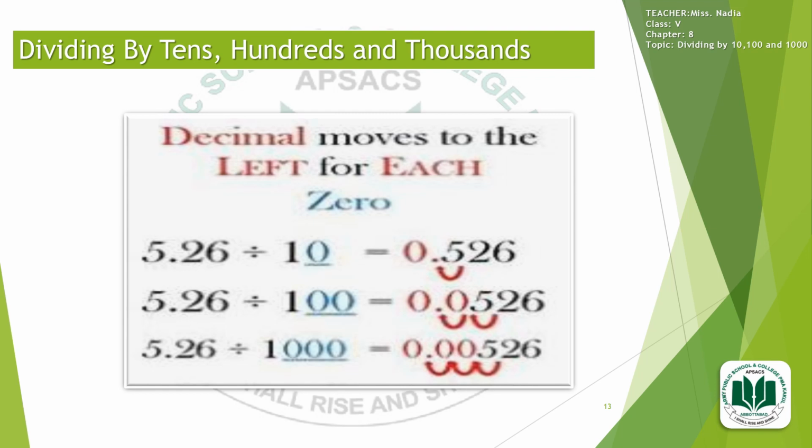Now we will learn how to divide decimals by 10, 100 and 1000. Number 1, 5.26 divided by 10 is equal to 0.526. Number 2, 5.26 divided by 100 is equal to 0.0526. Number 3, 5.26 divided by 1000 is equal to 0.00526. Dear students, what have you observed in these three examples? Think about it.